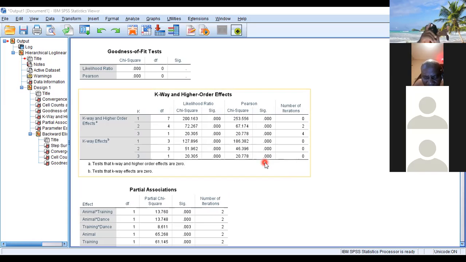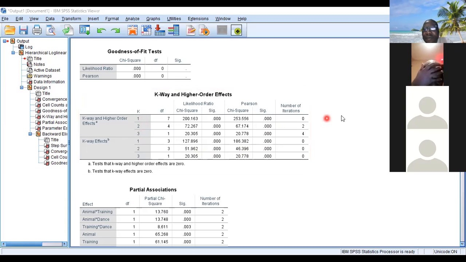Training and dance. Those are the two, that's the interaction of two variables. Then you have the interaction of the three of them, which is the highest order. So number one here is the main effect. Number two is the interaction of two. Then number three is the interaction of three.